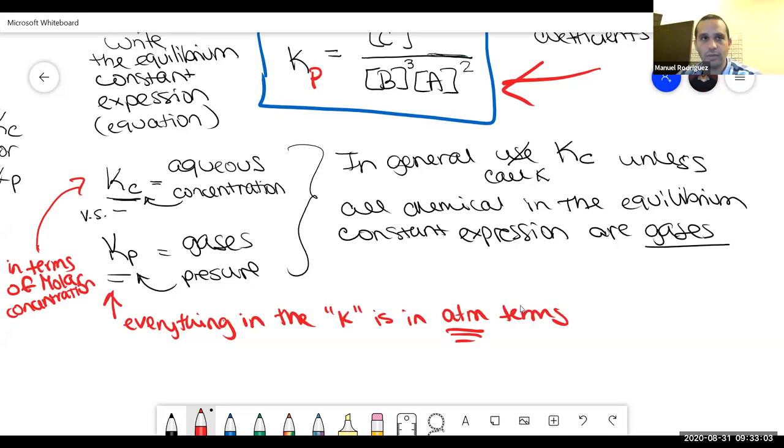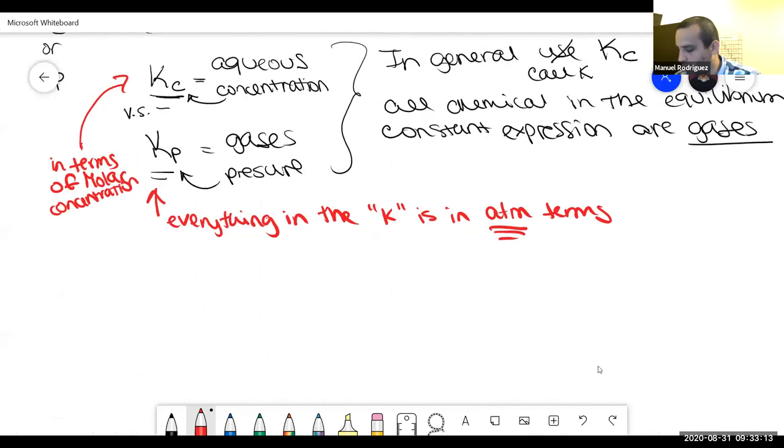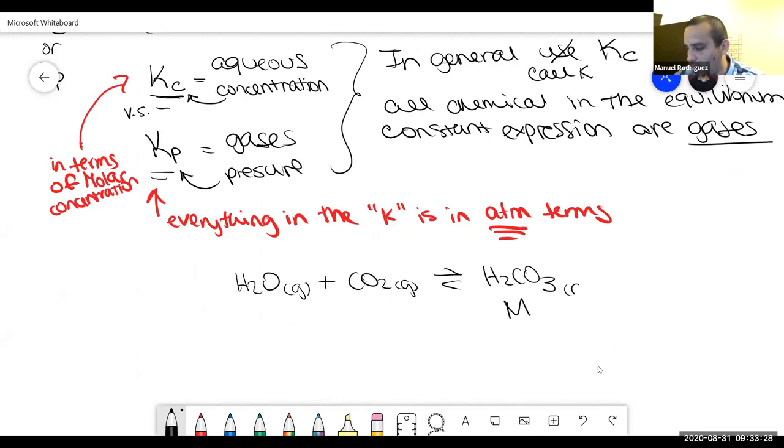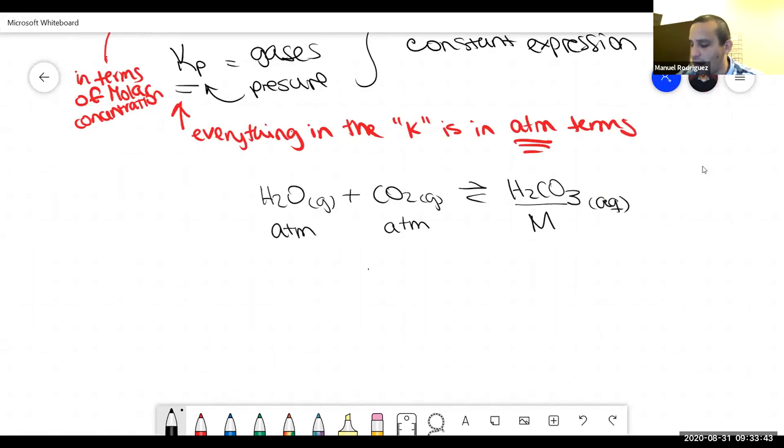Good? So for the example we did already, H2O gas and CO2 gas going to H2CO3, this is easy to be molar because it's aqueous, right? So how many moles of this compound do you have in volume? These ones initially will be in ATMs. But to write the equilibrium constant, we will end up having to write a KC, which means these two have to be changed from ATM to molar. Good? Do you guys know how to change ATM to molar?